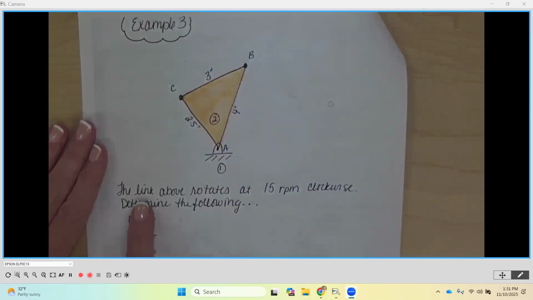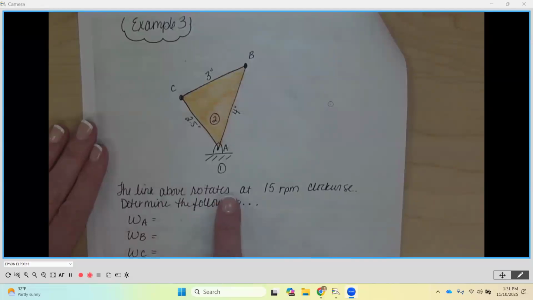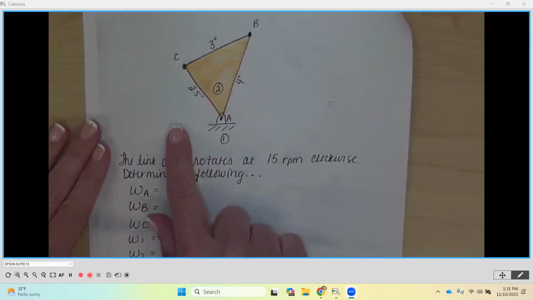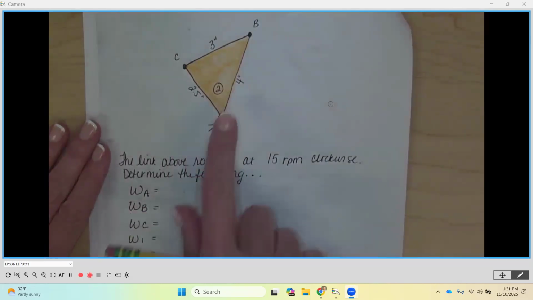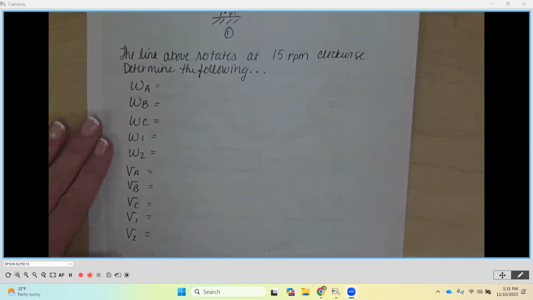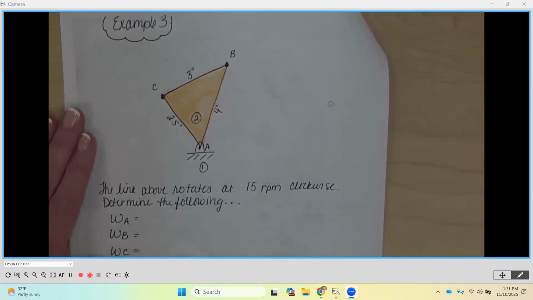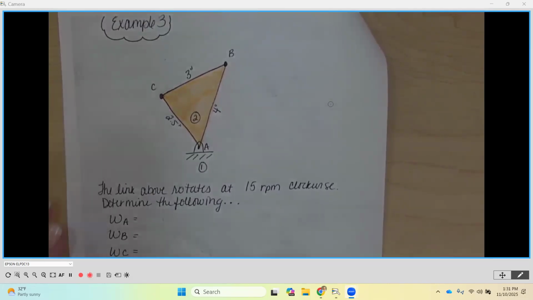So in this example, it says the link above, link number 2, rotates at 15 RPMs, revolutions per minute, clockwise. Okay, so it's going to go around like this. Determine the following. What I want to do is introduce this to start off with, and then I'm going to give you a little chance to fill in as much as you can below, and then we'll revisit and do it together.